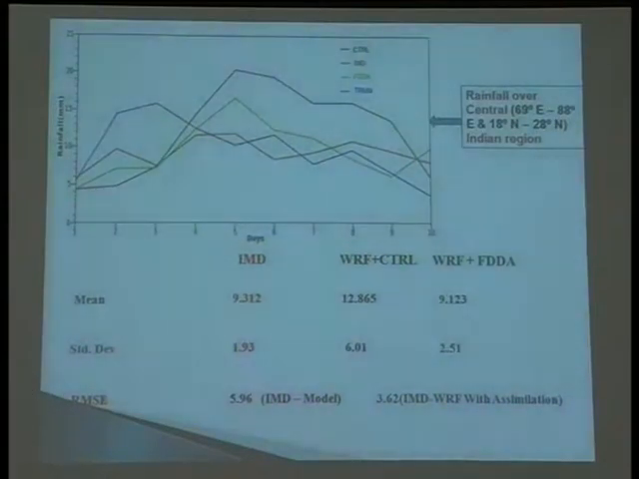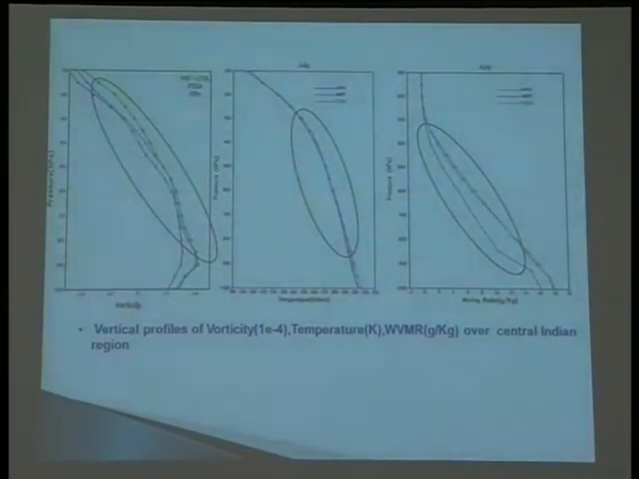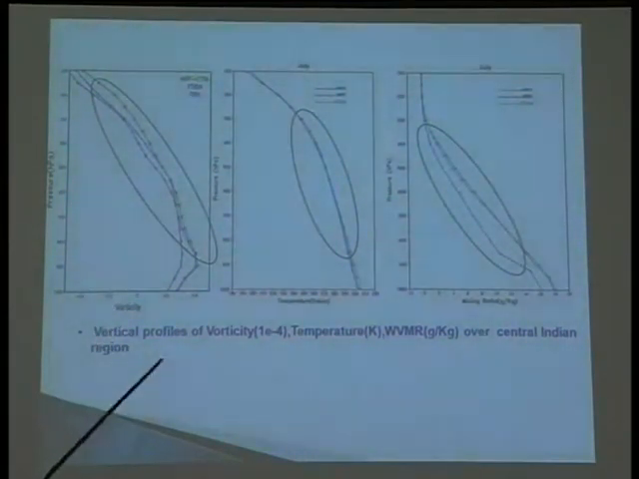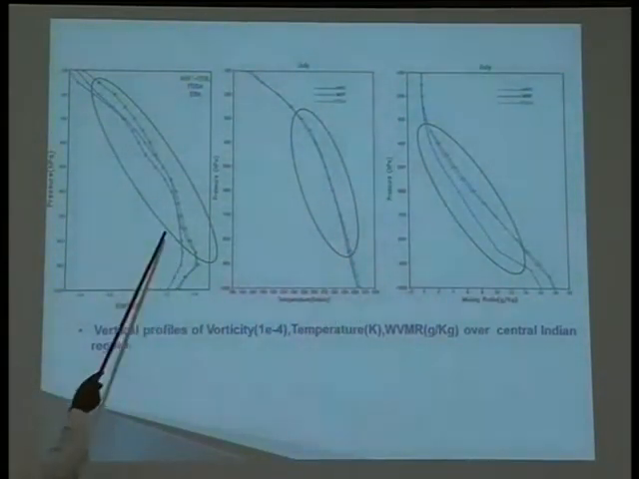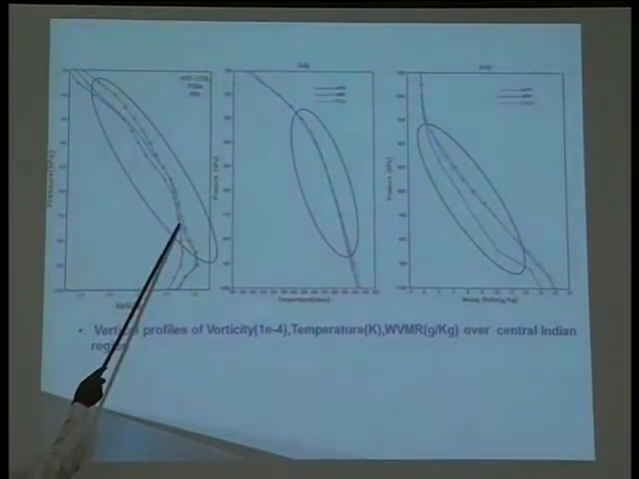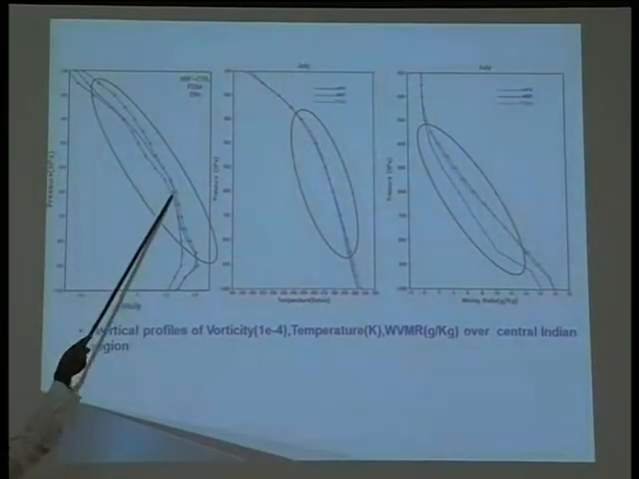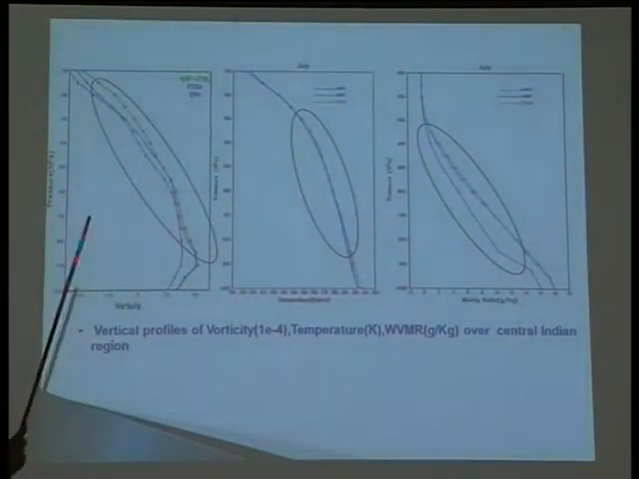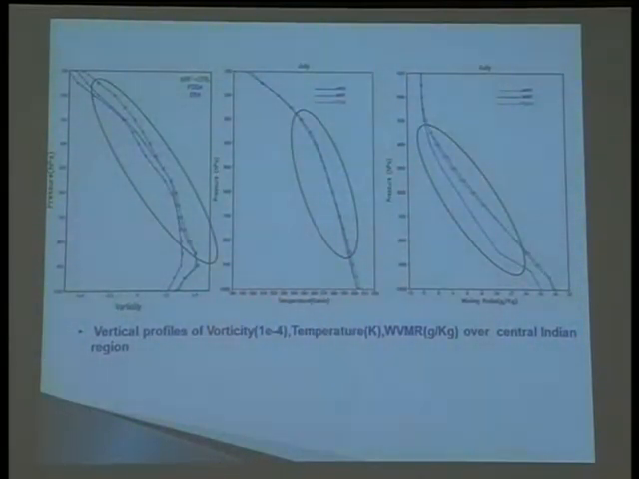Yeah, okay. This is all. Many dynamical models will not produce vertical structures; there is a lot of disparity. So this is the vorticity component over the same central Indian domain, along with temperature and water vapor mixing ratio. This is the control run, this is the error, and this is with assimilation. Over this whole region after assimilation, this line comes close to the observations, and also with respect to temperature and water vapor mixing ratio. I think so. Thank you.